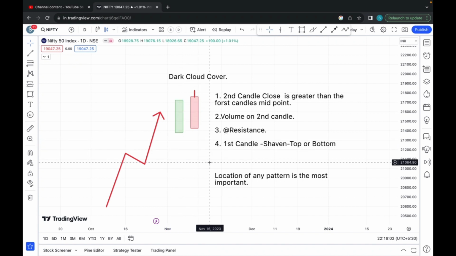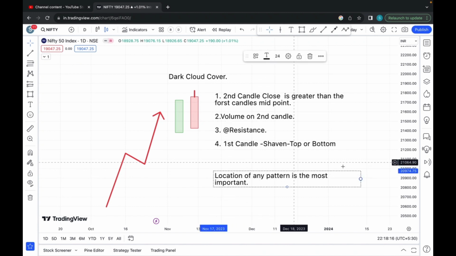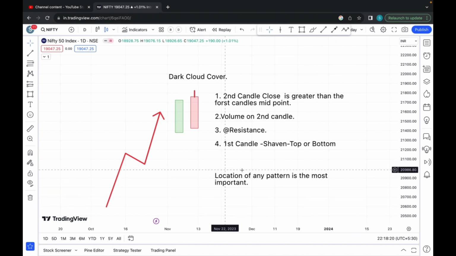We have also spoken about the frequency of this candle's occurrence in our earlier video where we explained the dark cloud cover in detail, so please do visit that. And from here on I'll make sure that I discuss this point, that the location of any pattern is more important than the candle pattern itself.